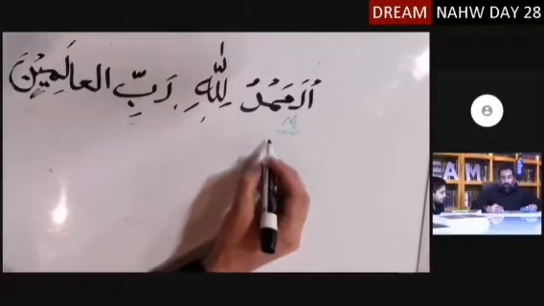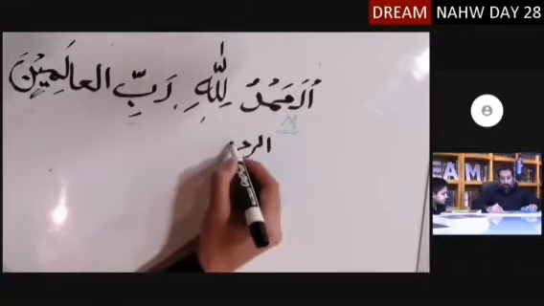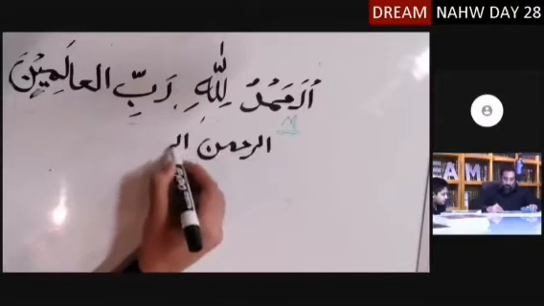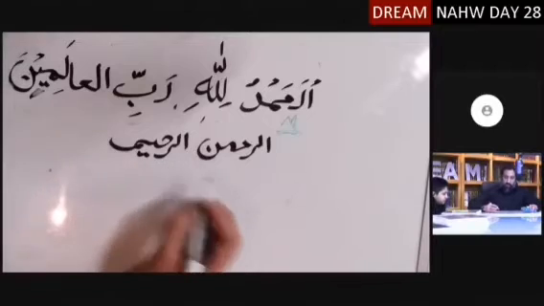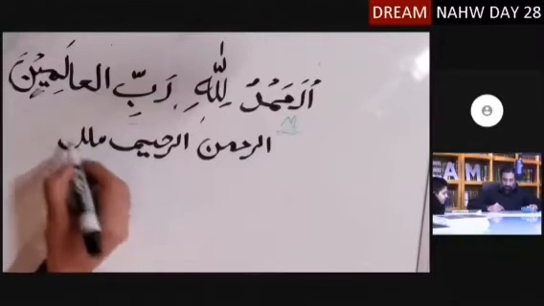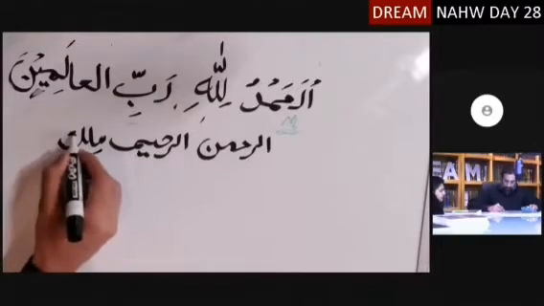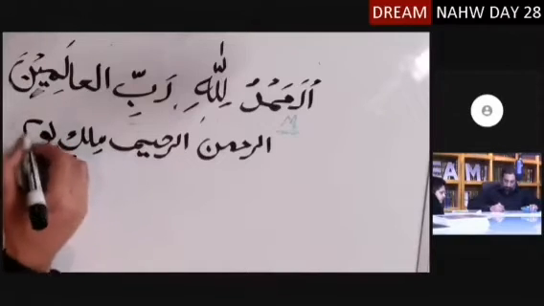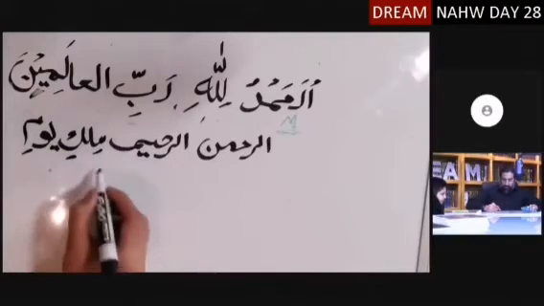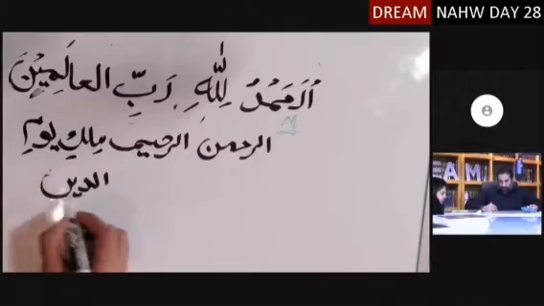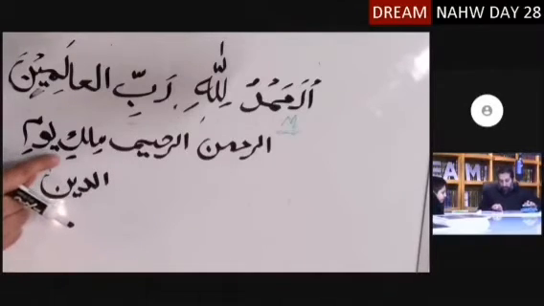So, Ar-Rahman, Ar-Rahim, and then Maliki Yawmiddin. Right? Maliki is jar?